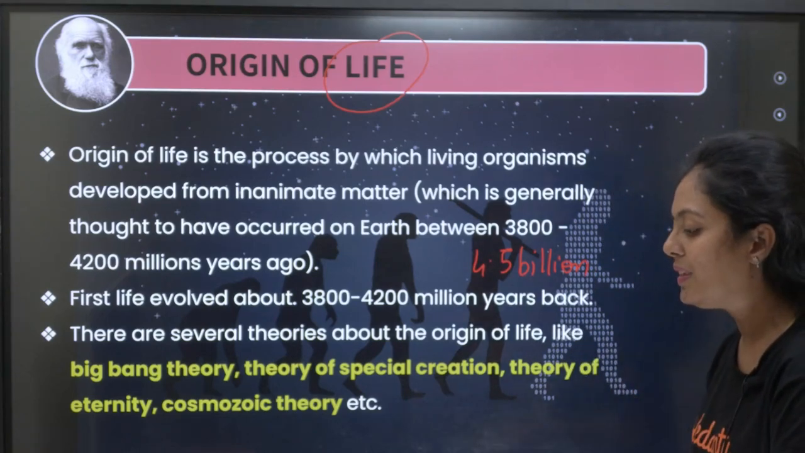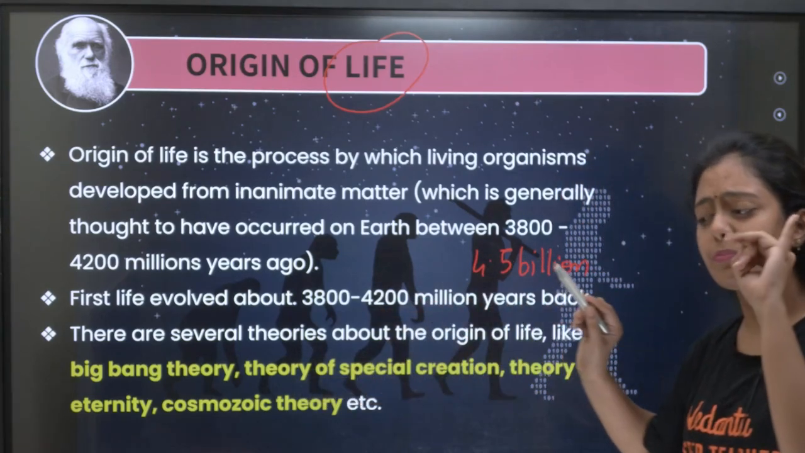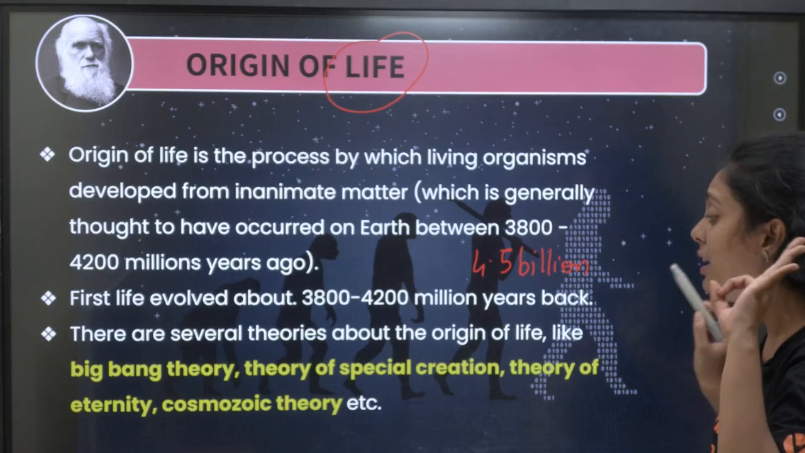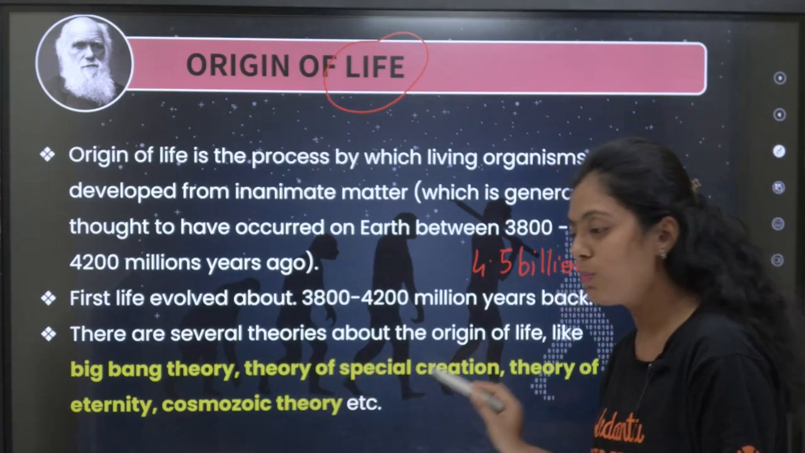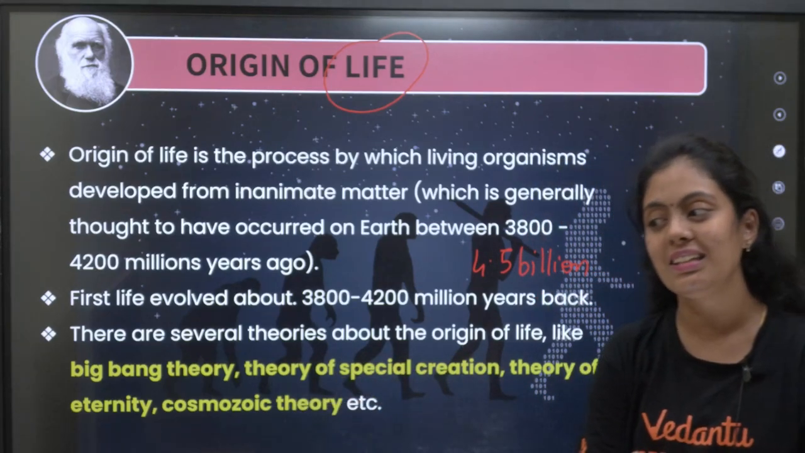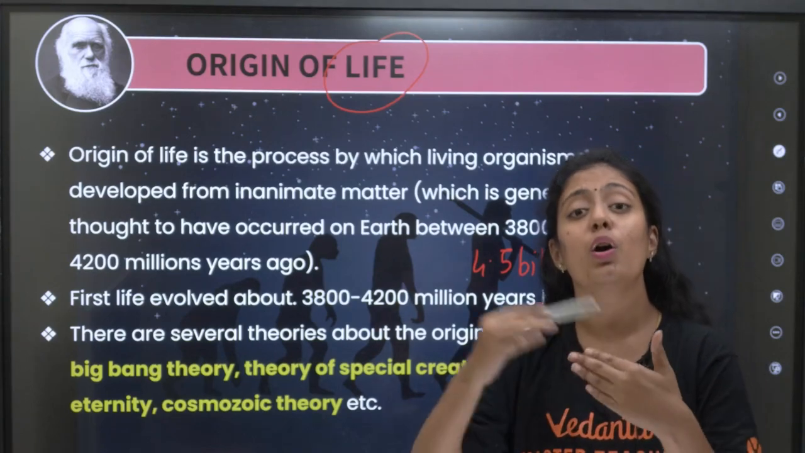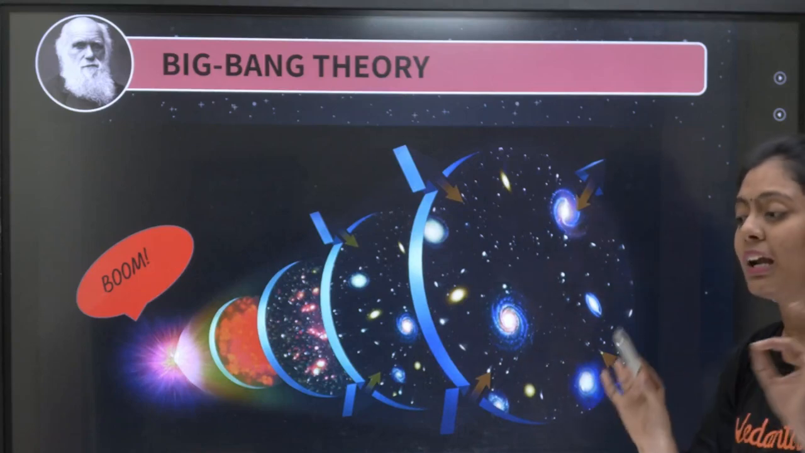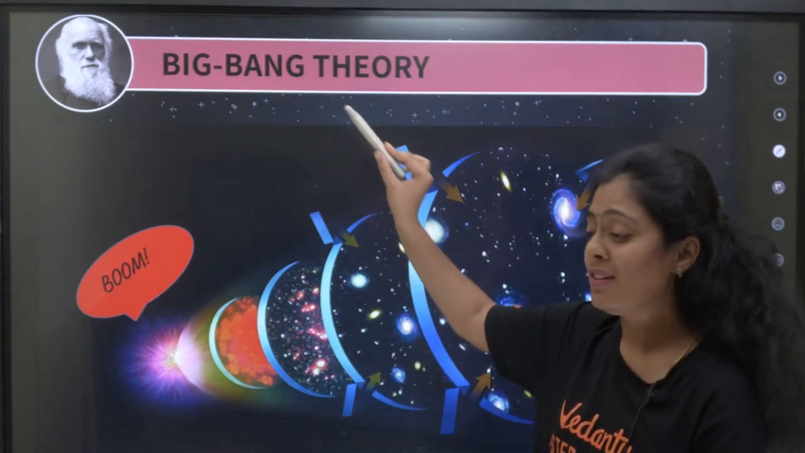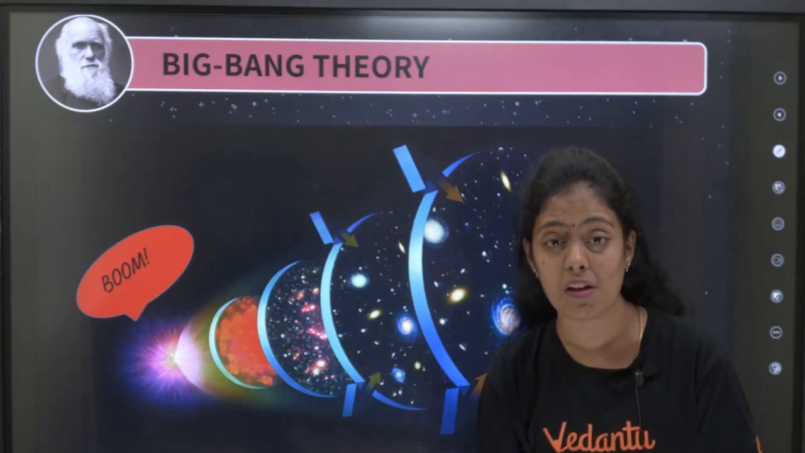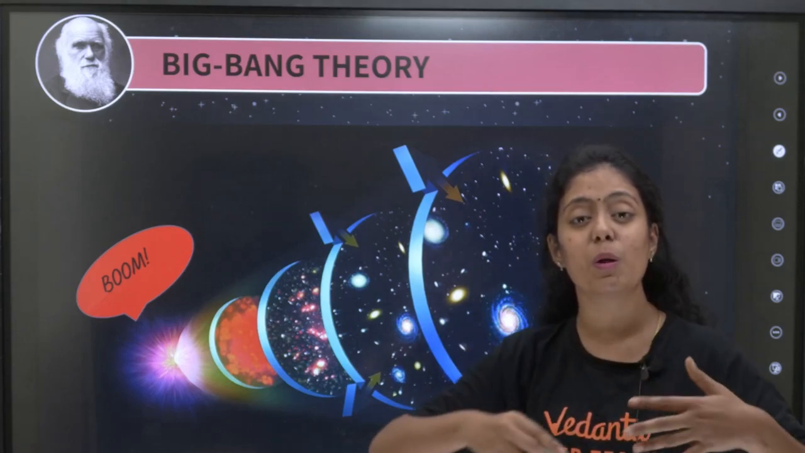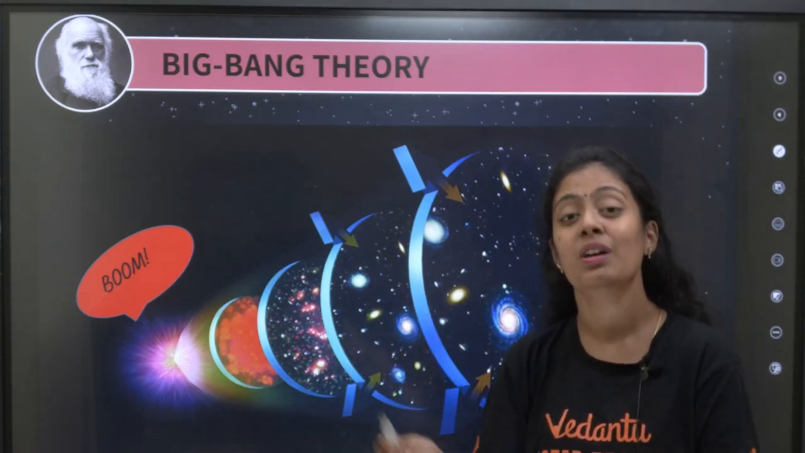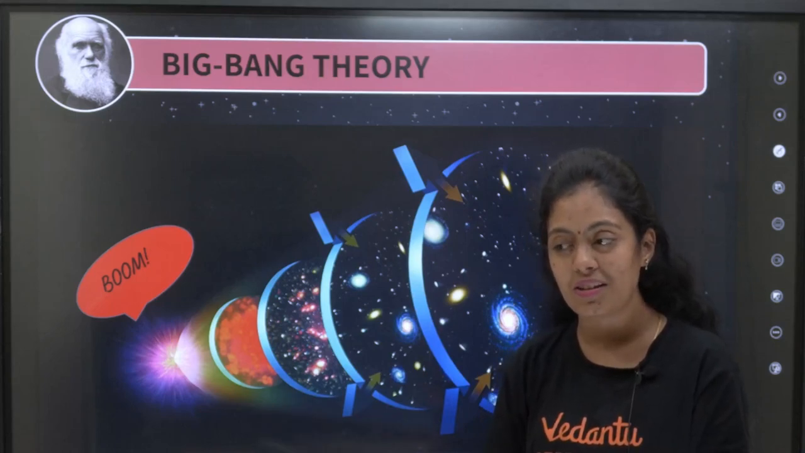So what are the different theories? I have big bang theory, theory of special creation, theory of eternity, and cosmozoic theory. Idellana sila theories that is going to explain your origin of life pasangla. So vaanga ina enna enna irukken clear ah paakala. So and the photo yaaru? Charles Darwin. He is the father of evolution, okay. He was the one who proposed the theory of natural selection, which is the most widely accepted theory, correct?